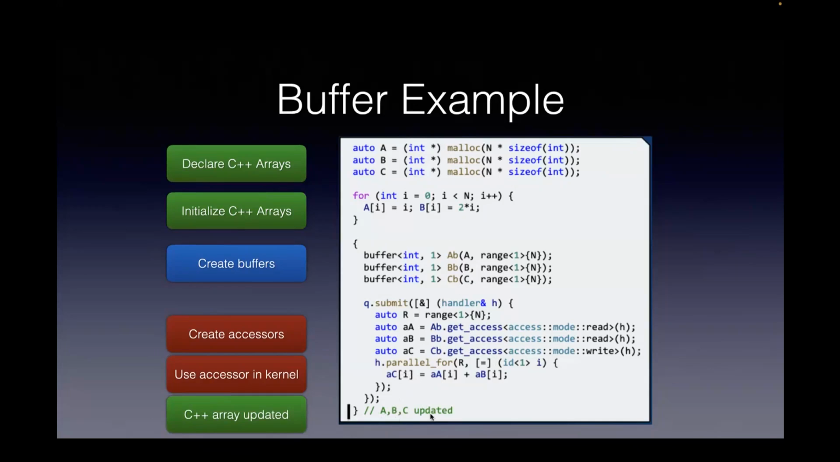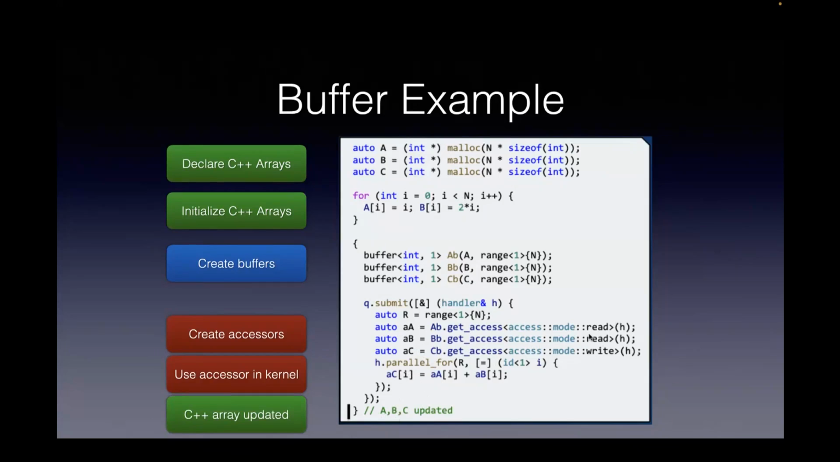Right? So just to reiterate, what the accessor actually lets you do is that the copy of A and B that is taken inside the GPU does not have to come back to the CPU, because you're only going to read them. You're not going to write into them.